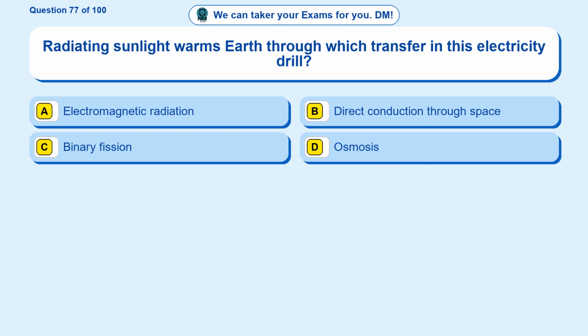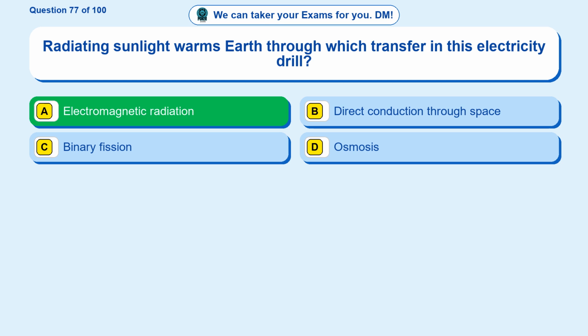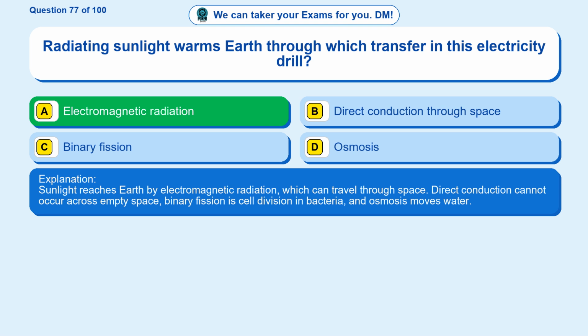Question 77. Radiating sunlight warms Earth through which transfer in this electricity drill? Option A, electromagnetic radiation. Option B, direct conduction through space. Option C, binary fission. Option D, osmosis. The correct answer is option A. Electromagnetic radiation. Sunlight reaches Earth by electromagnetic radiation, which can travel through space. Direct conduction cannot occur across empty space, binary fission is cell division in bacteria, and osmosis moves water.